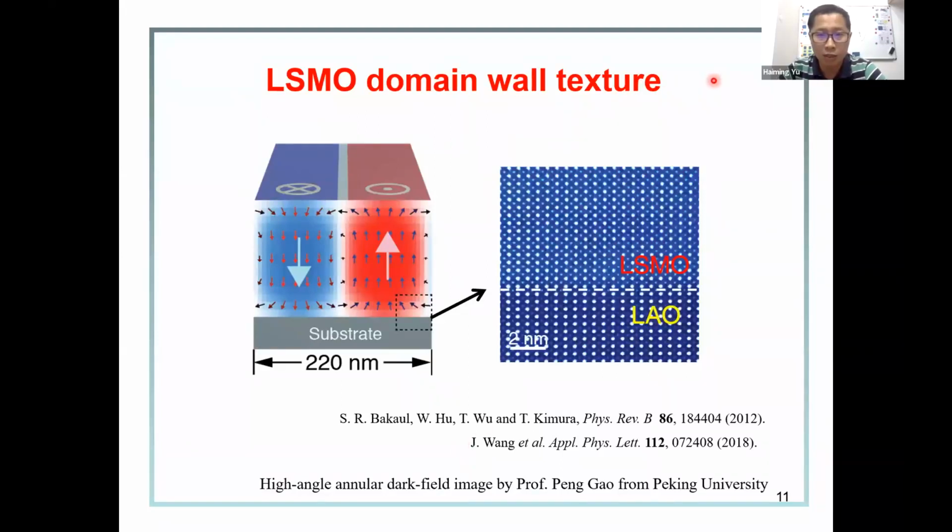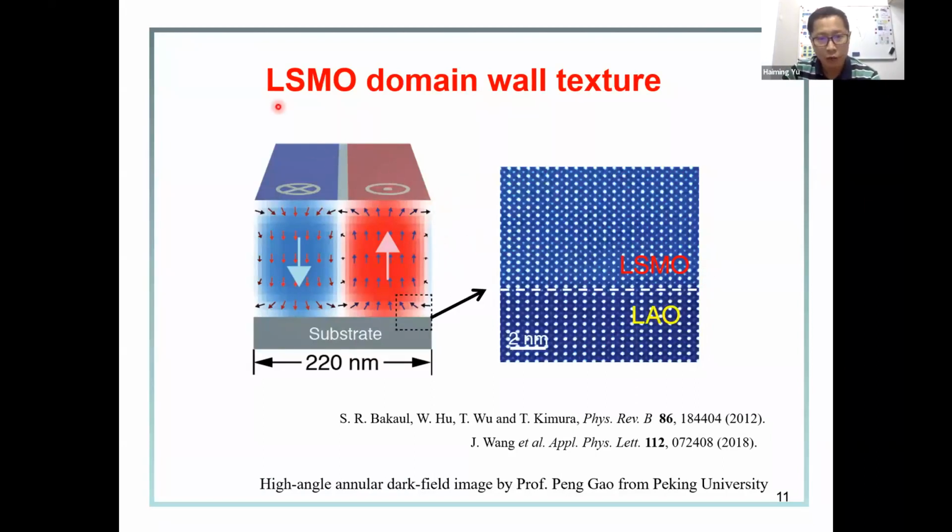The LSMO thin film was grown on this LAO substrate, and this is a TEM image of the LSMO film on the LAO substrate. That was taken as a high-angle annular dark field image by Ngao at Peking University. You can see it's a very nice crystal structure. LSMO is basically a perovskite structure with AO, BO2 layers.